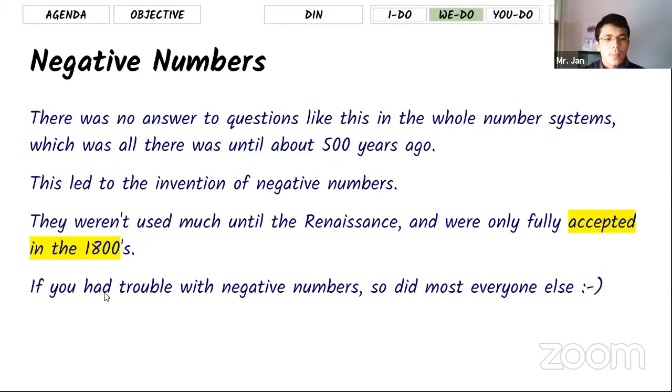It's very close. Okay, so sometimes this is kind of a joke, but if you have a problem with negative numbers, don't worry about it. Most of us have a problem.